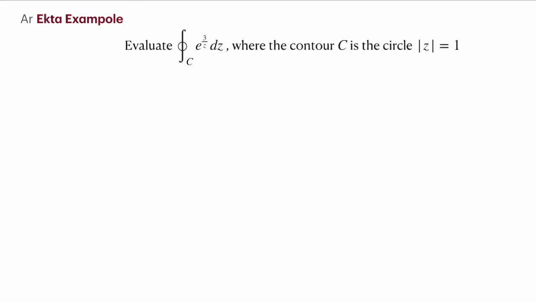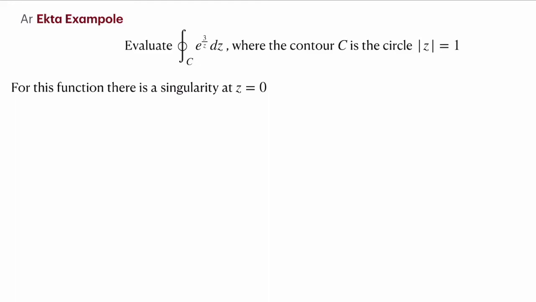So we have to evaluate the integral of e to the power 3 by z dz over the contour C, which is described by a unit circle around the origin. Here the contour C is the unit circle over the origin. Now for this function, first we have to see if there is any singularity. We clearly see there is a singularity at z equal to 0. Now we have to see what kind of singularity it is, simple pole or pole of order n or whatever, and then compute the residue.